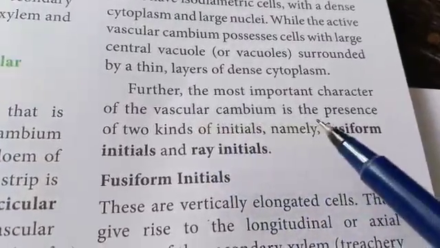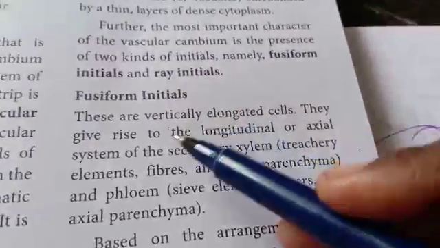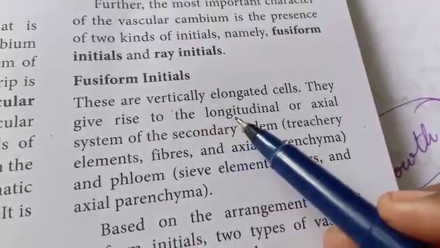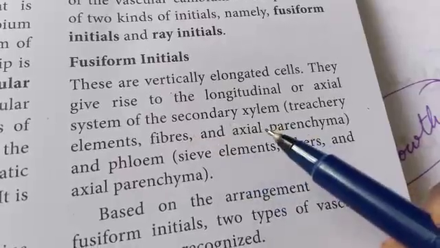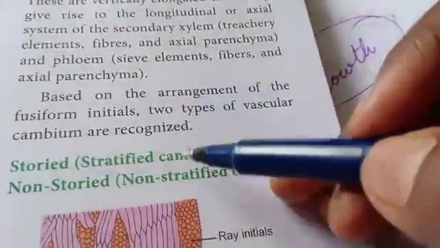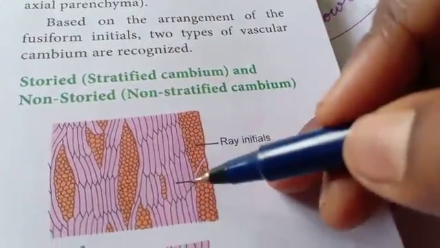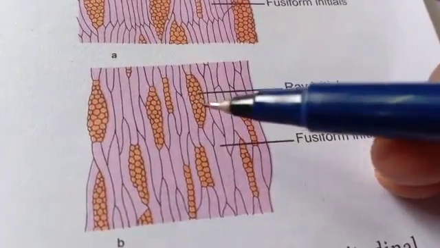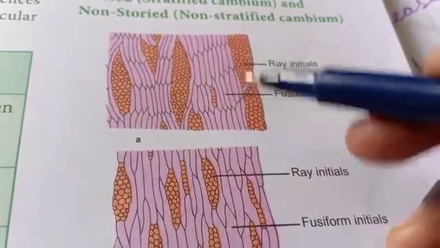See, the vascular cambium has two kinds of initials, fusiform and ray. Let's look into what fusiform is. Fusiforms are longitudinal, and they form the secondary xylem, including xylary elements, fibers, axial parenchyma, and phloem. Based upon this, you have the vascular cambium. See, this is a very much elongated one. Here you can see the length of the fusiform is increased and ray initials are lesser in number. But here you can find the ray initials are very much more.